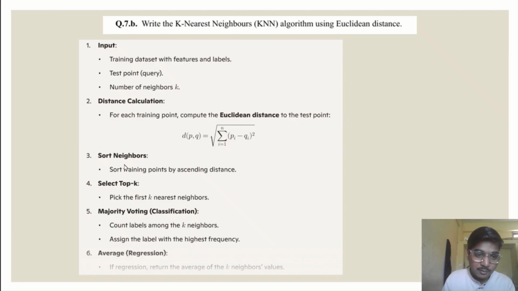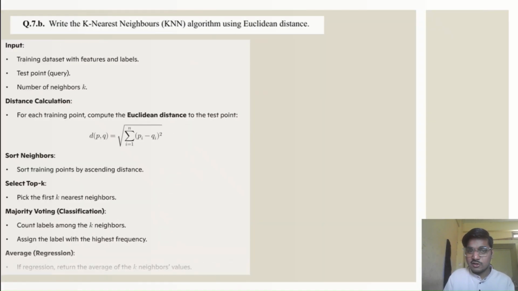And then we will sort the neighbors. Sorting will sort the training points by ascending distances, and we will then select the top k value. We will pick the first k nearest neighbors and perform majority voting, that is classification. We will count the labels among the k neighbors and assign the label with the highest frequency. And finally, for regression, we can use averaging. If we are using regression, then we will return the average of the k neighbor values. Let's move to the next question.